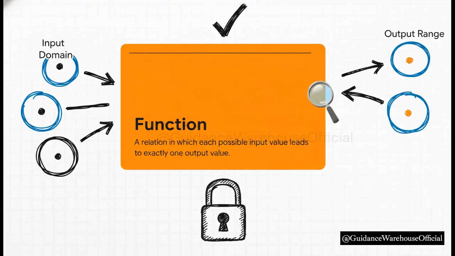For a relation to be a function, every single input can lead to exactly one output. That's it. You can't put one thing in and get two different things out. It has to be consistent. It has to be predictable. One input, one and only one output. That is the heart of a function.